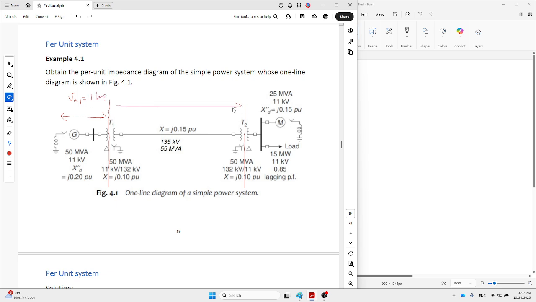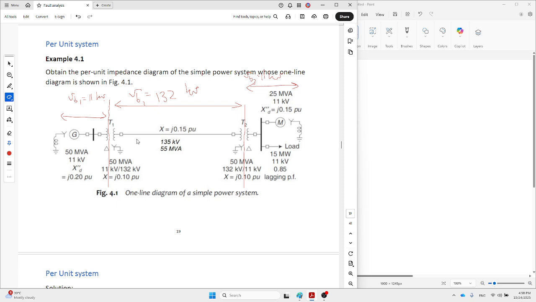Then for this part, again using a transformer, the voltage is 132, so 132 kV equals V base in section 2. And finally, again, the transformer changes 132 to 11, so it is 11 kV for V base in section 3. Okay, correct?